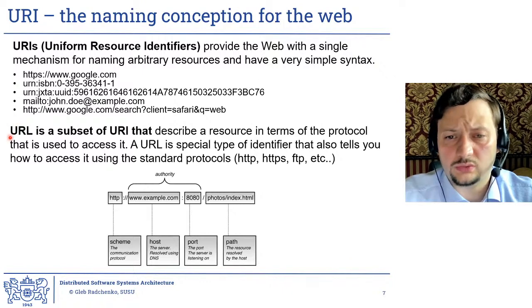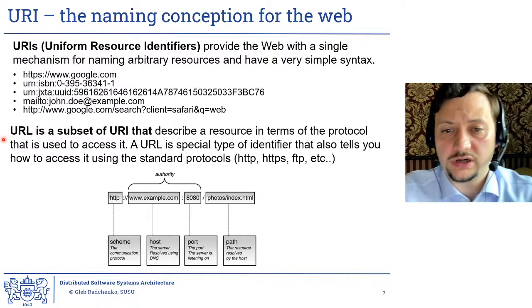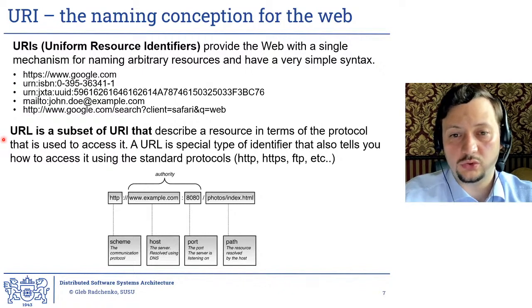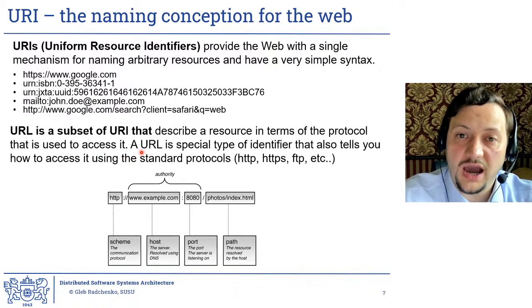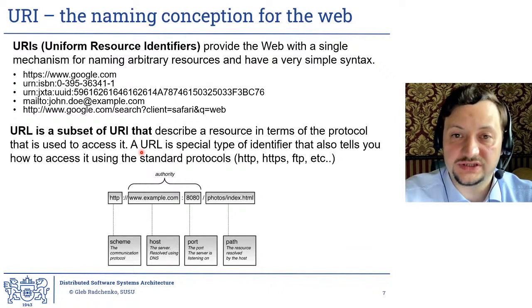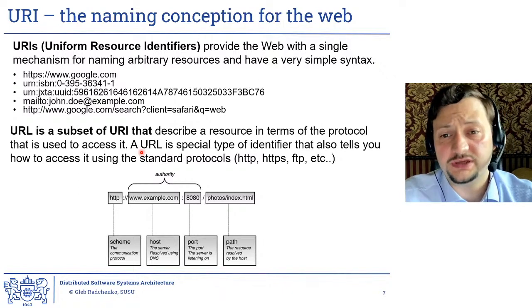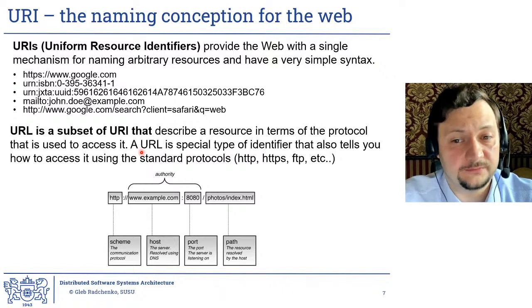And when we talk about URIs, we should understand that URL, or Uniform Resource Locator, is a subset of URI that describes a resource in terms of the protocol that is used to access it. A URL is a special type of identifier that also tells you how to access this resource using a standard protocol, for example HTTP, HTTPS, FTP, or something like this.